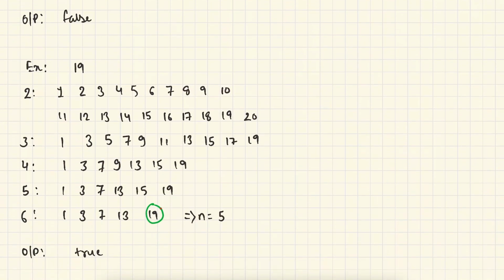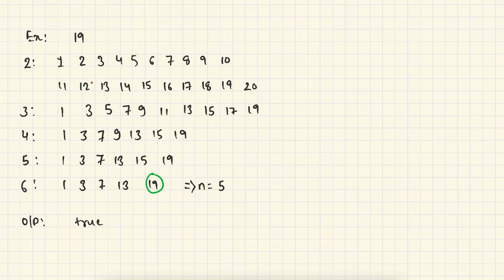In the next example, the number is 19. Let's repeat the same process. First, we delete the second numbers: 2, 4, 6, 8, 10, 12, 14, 16, 18 and 20. So all the second numbers are deleted, and we are left with the remaining numbers. Now in the second step, we simply delete all the third elements. So let's delete the third numbers, that is 5, 11 and 17. And now we are left with these many numbers.